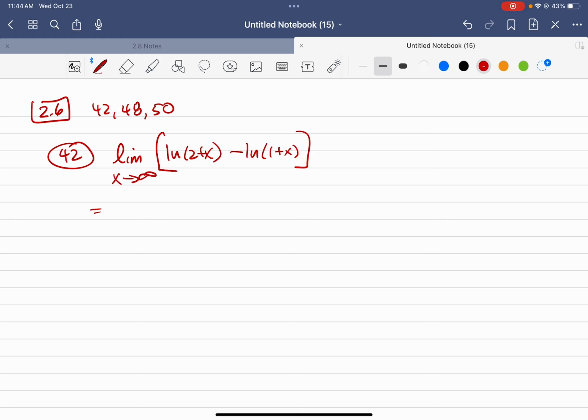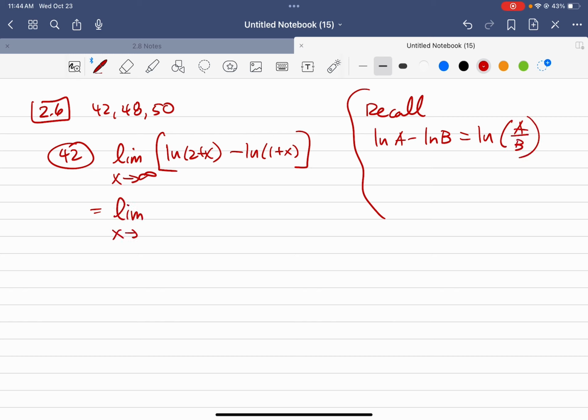The first thing we notice is that the natural log of a minus the natural log of b is the natural log of a over b. So I can rewrite this as the natural log of (2 plus x) over (1 plus x).